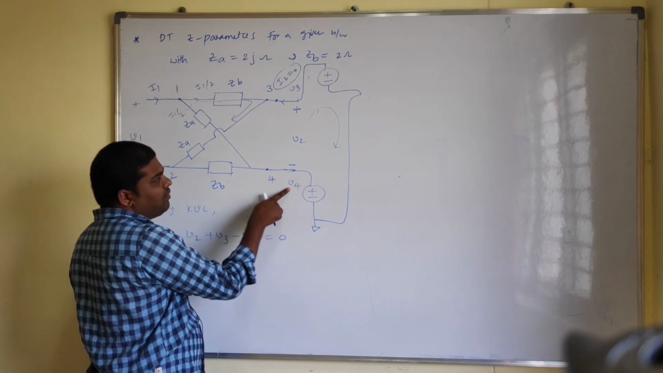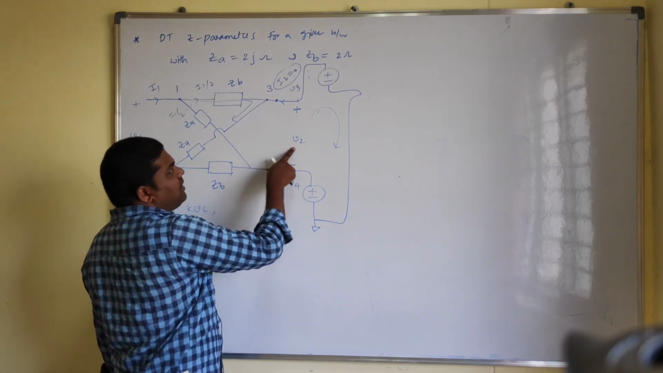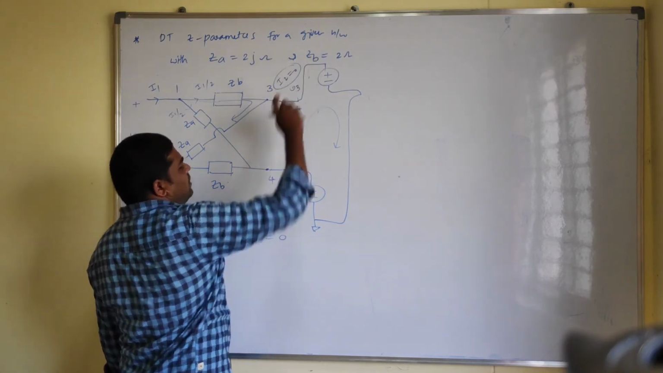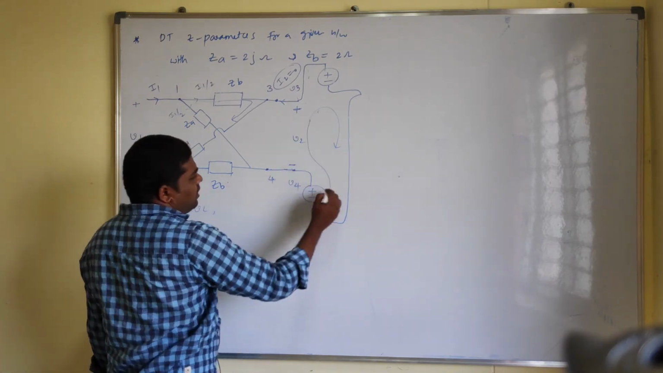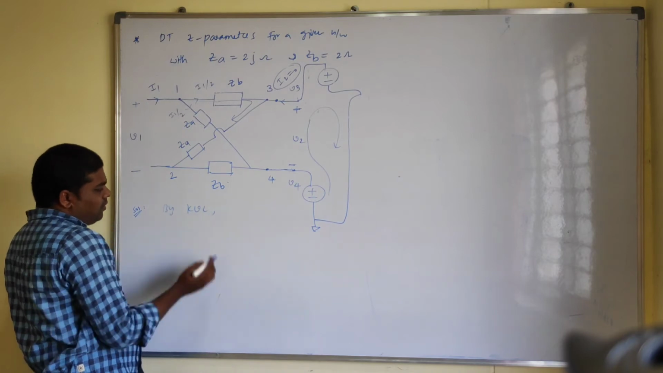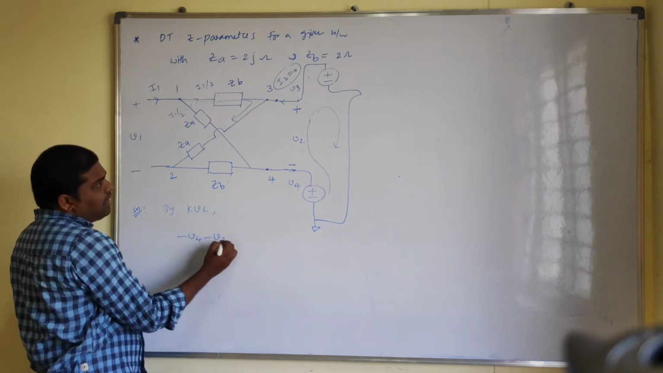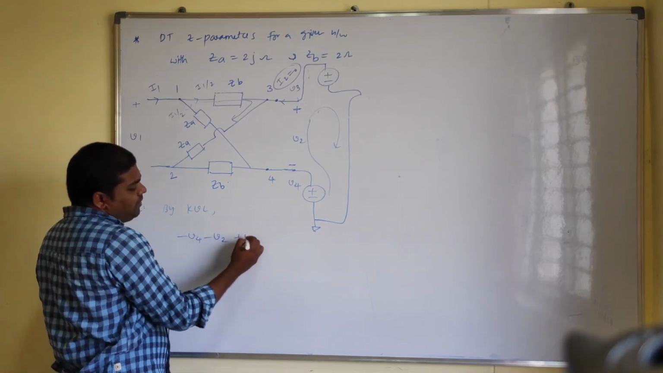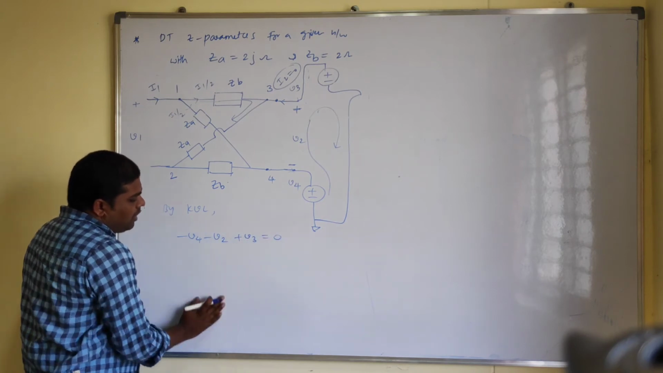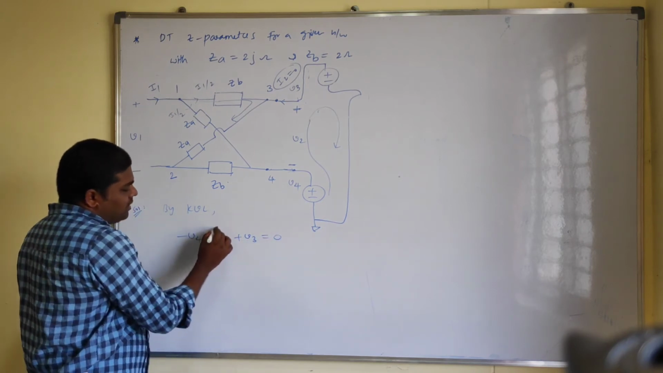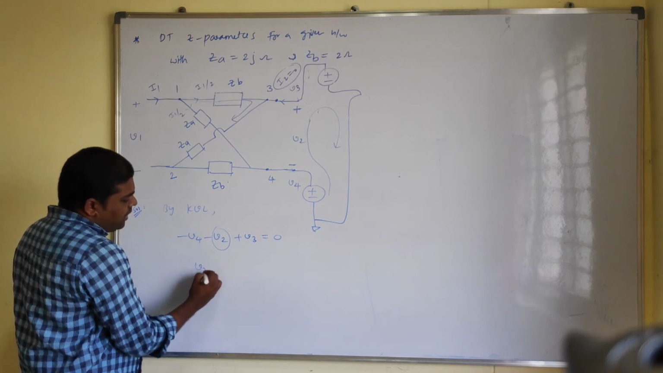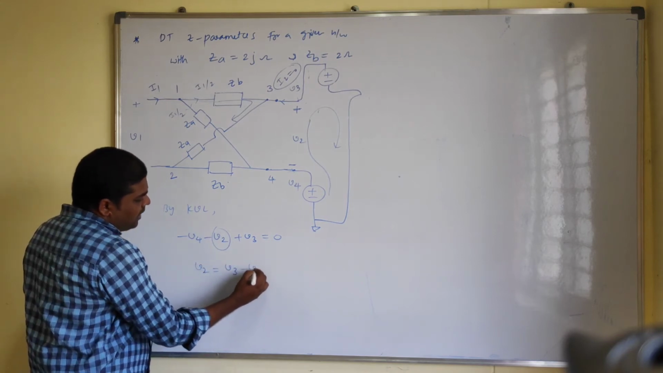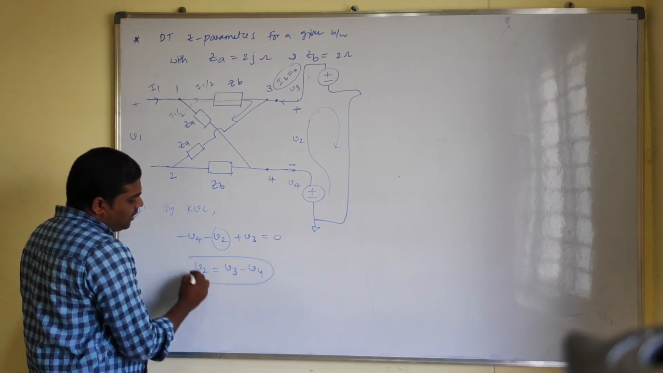Minus 2 plus V4 and minus 2 plus minus V2 and plus 2 minus, in that way also no problem. Otherwise you can start with V4: minus V4 minus V2 plus V3 equals 0. But I want to evaluate this V2 value. Now what you will get? V2 equals V3 minus V4.